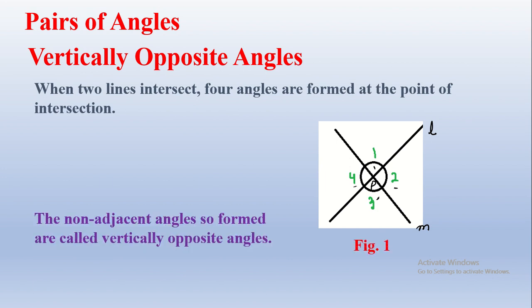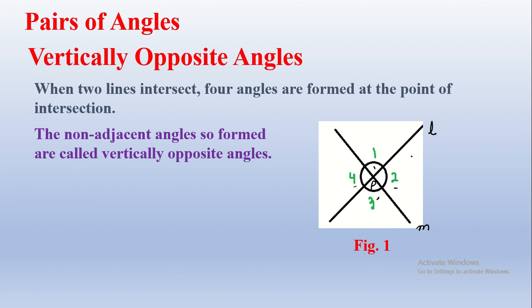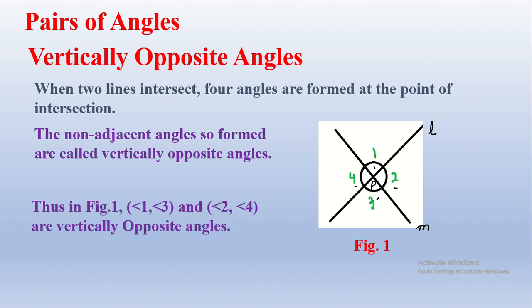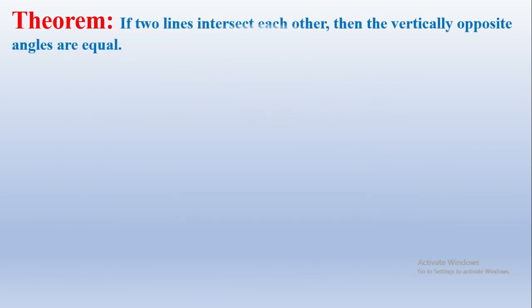So here in this figure 1, we have four angles, and the non-adjacent angles that are formed by the intersection of these two lines are called vertically opposite angles. Thus in this figure, angle 1 and angle 3, angle 2 and angle 4 are vertically opposite angles. There is a property related to vertically opposite angles, given in the form of a theorem, which says: if two lines intersect each other, then the vertically opposite angles are equal.